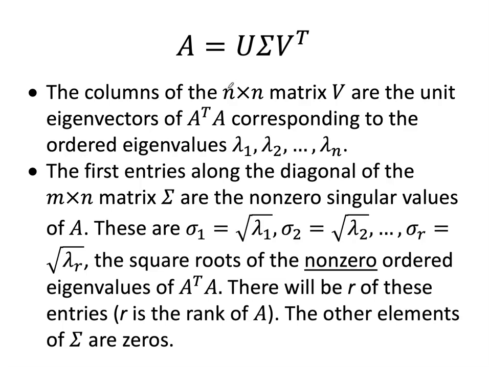First, what's V? The columns of the n by n matrix V are the unit eigenvectors of A transpose A, corresponding to the ordered eigenvalues lambda 1, lambda 2, and so on, up to lambda sub n.